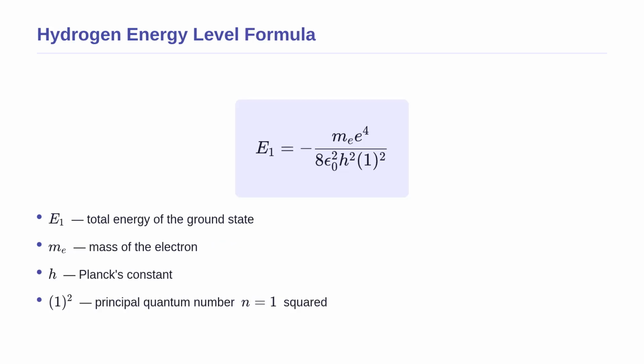This formula comes directly from solving the radial Schrödinger equation. It calculates the total energy for the ground state. The symbol m sub e is the mass of the electron, e is the elementary charge, epsilon 0 is the vacuum permittivity, and h is Planck's constant. The number 1 in the denominator represents our principal quantum number, n squared. Notice that all of these are fundamental constants of nature. This means the energy levels of hydrogen are fixed, quantized values that cannot change.